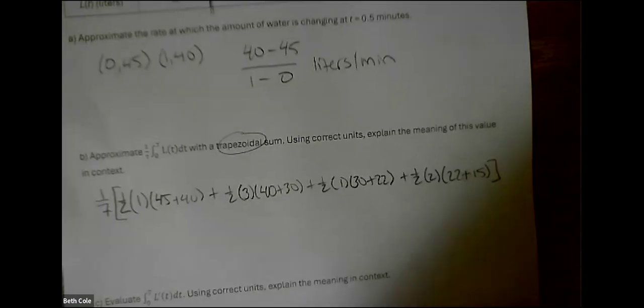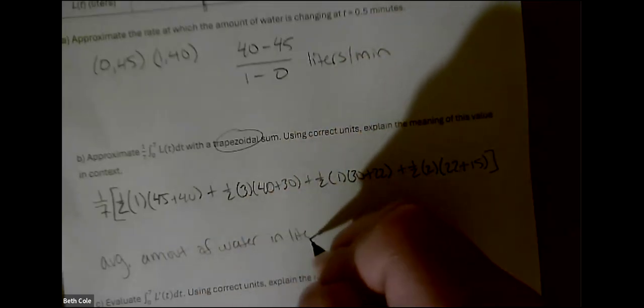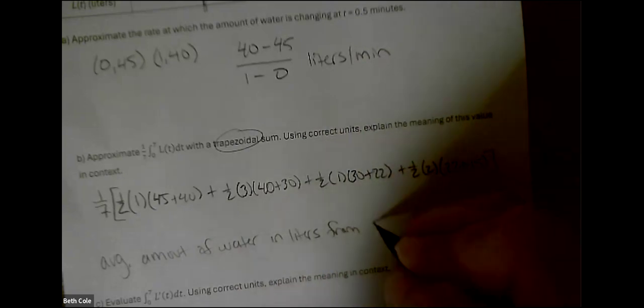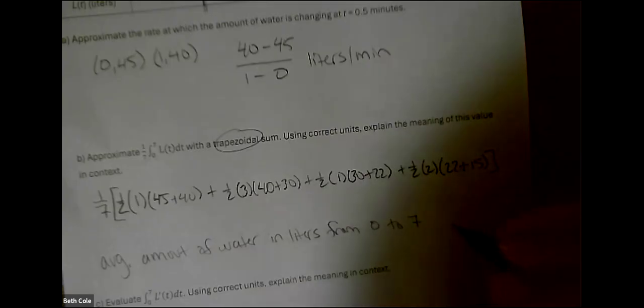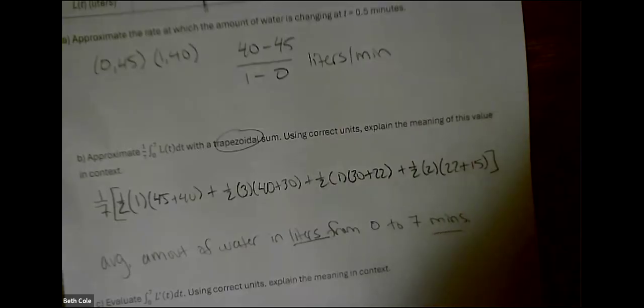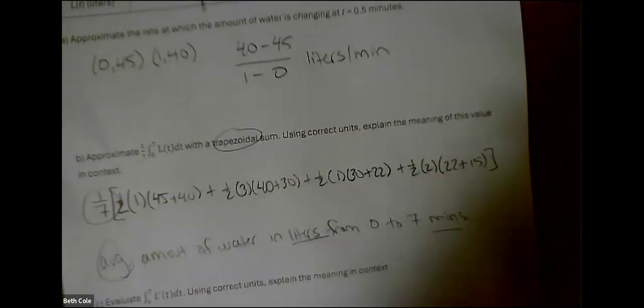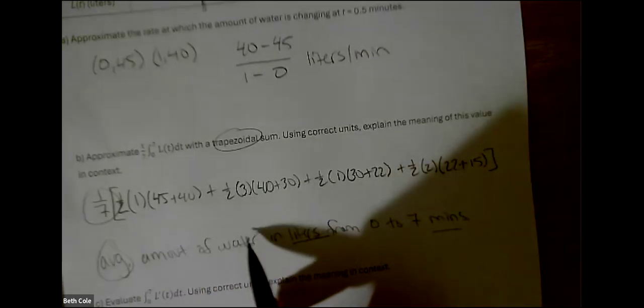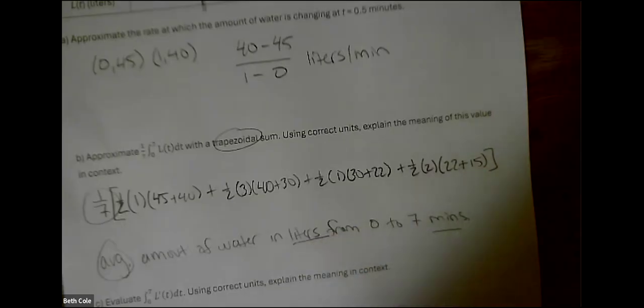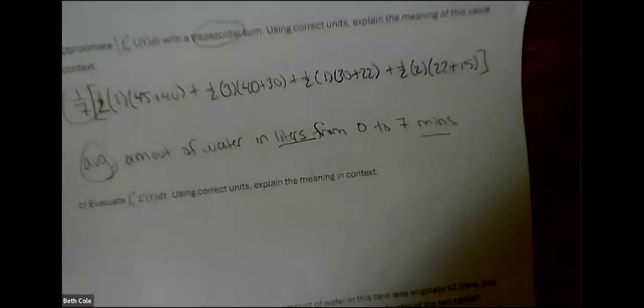All right, using correct units, explain what it means. It is the average amount of water in liters from, when was it? 0 to 7 minutes. So again, your minutes and your liters are your units there. Average is because it says 1/7. And I guess you could even go so far as to say average amount of water that drains out in liters from 0 to 7 minutes. I mean, as long as all your units are there, you're good.